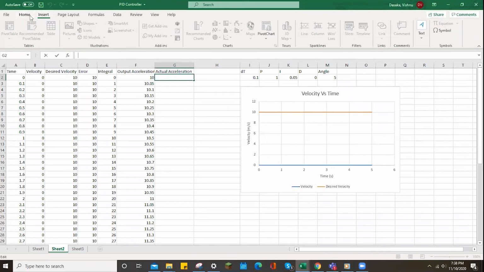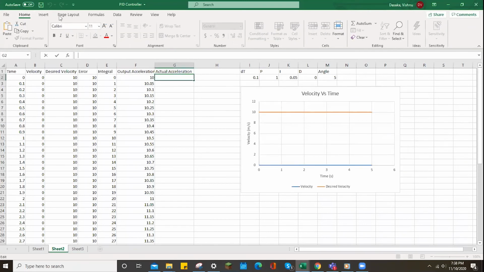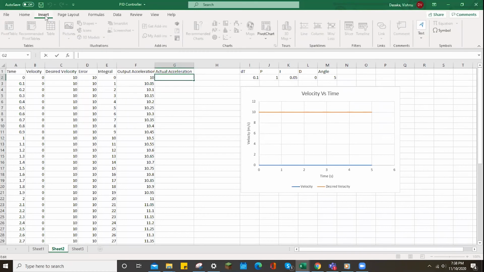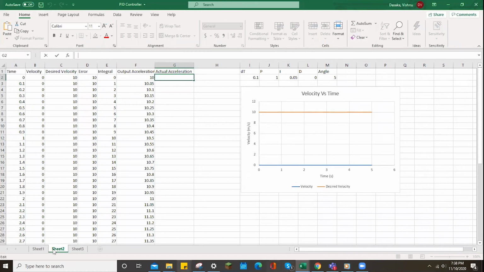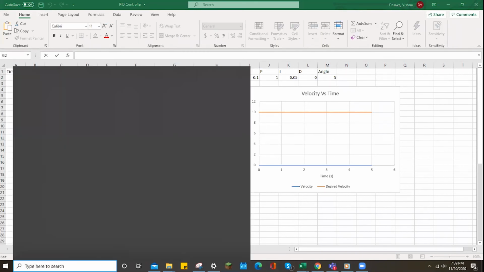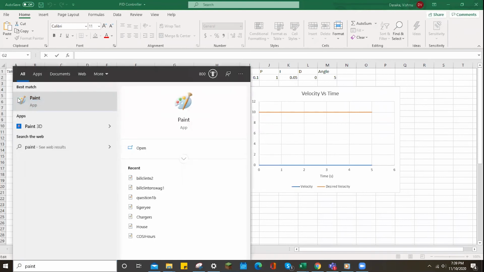There's insert. There's not insert. Okay, there's the sheet. There you go. Thank you.